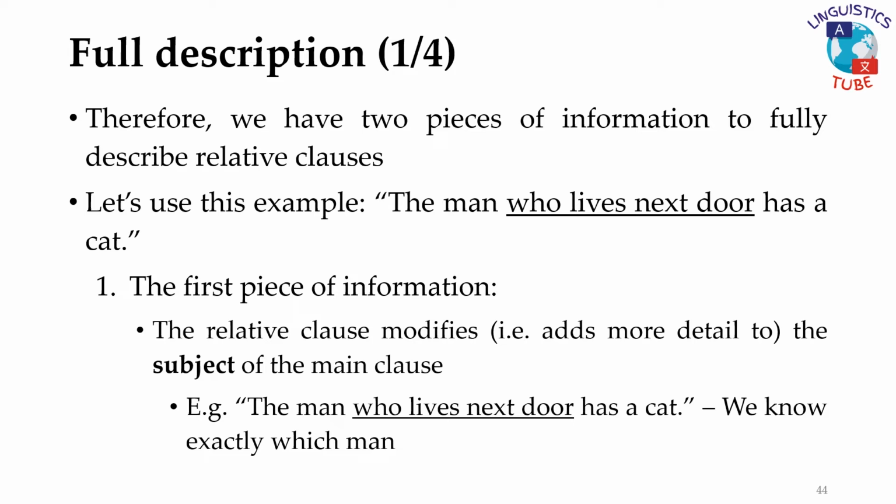The man has a cat. The man who lives next door has a cat. By modifying the subject of the main clause with the relative clause, we know exactly which man is being referred to in the sentence. That's what I mean by more information has been added to the subject. Our concept of the man is more specific, because we have a clearer idea of which man is the focus of the sentence.